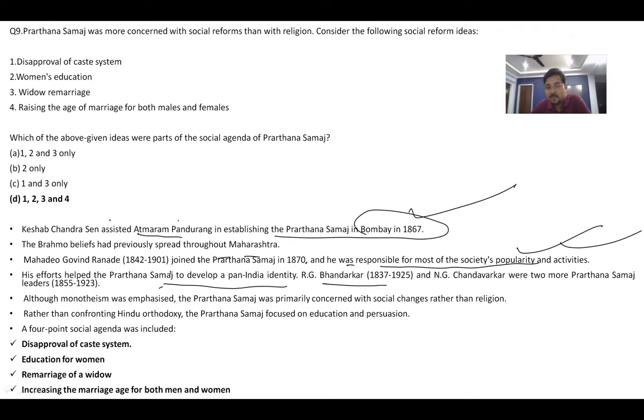R.G. Bhandarkar and N.G. Chandavarkar were two more Prarthana Samaj leaders. You should remember their names, as questions may ask who they were associated with. Although monotheism was emphasized, Prarthana Samaj was primarily concerned with social changes rather than religion, rather than confronting Hindu orthodoxy.